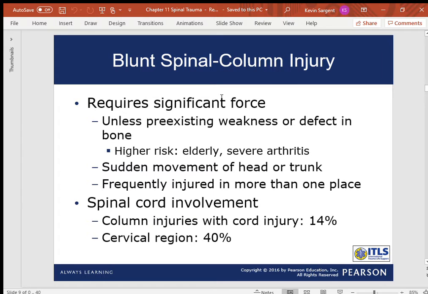So blunt spinal cord injury takes a lot of force unless there's pre-existing weakness. You have people that have severe arthritis, the elderly, people with osteoporosis, things like that, different bone density disorders. Sudden movement of the head or trunk, frequently injured in more than one place, spinal cord involvement. So column injury, spinal cord, 14%. With the cervical region, it's up to 40% of spinal cord involvement. So quite a bit when you have spinal trauma to the cervical region.